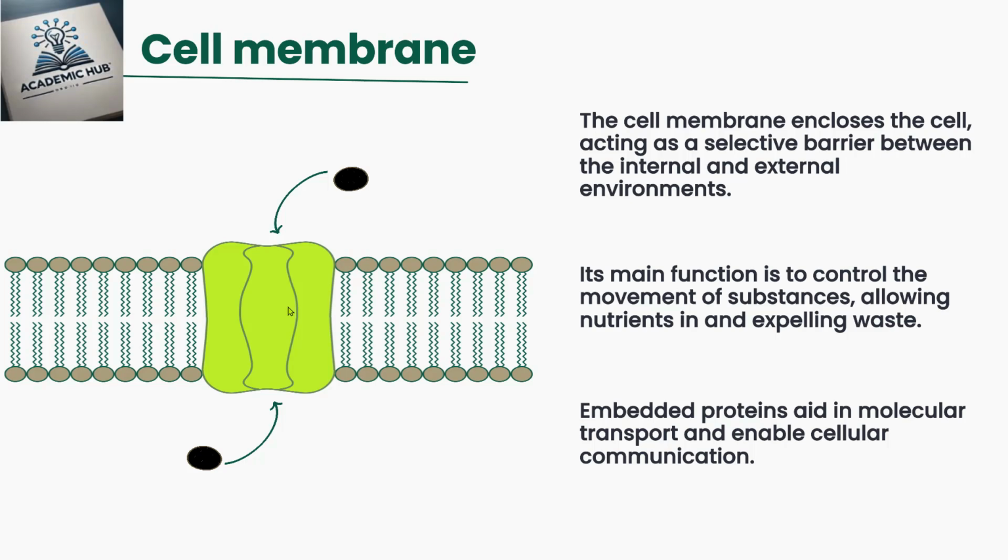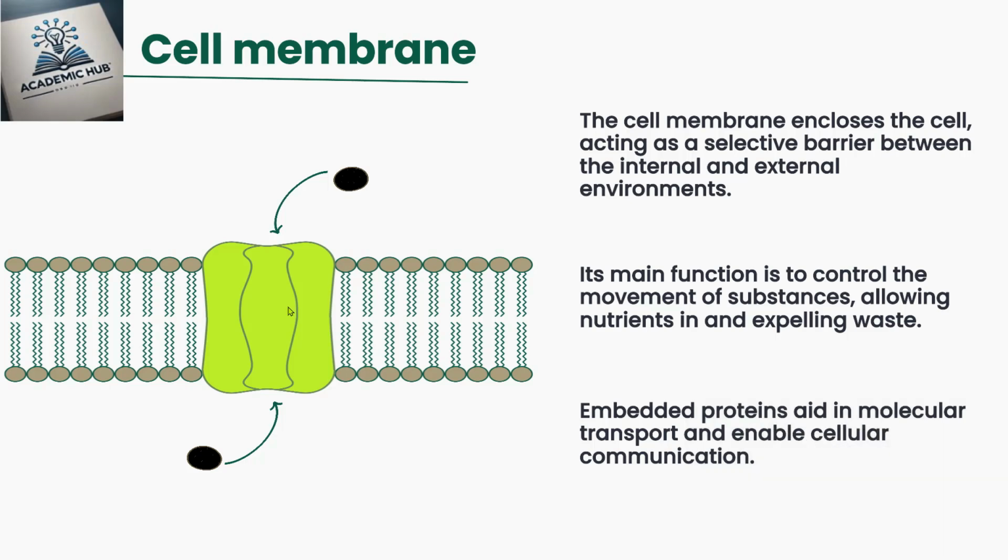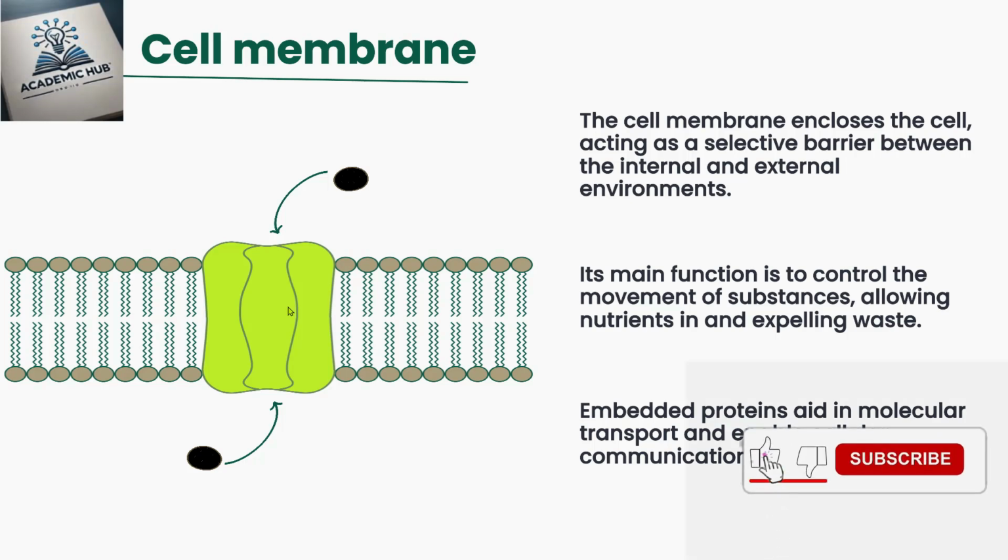When you digest food, your intestinal cells absorb nutrients like glucose and amino acids. The selective nature of the cell membrane ensures that these beneficial molecules enter the cell, while harmful substances are kept out or actively expelled. So this is about the selective barrier. It acts as a selective barrier.